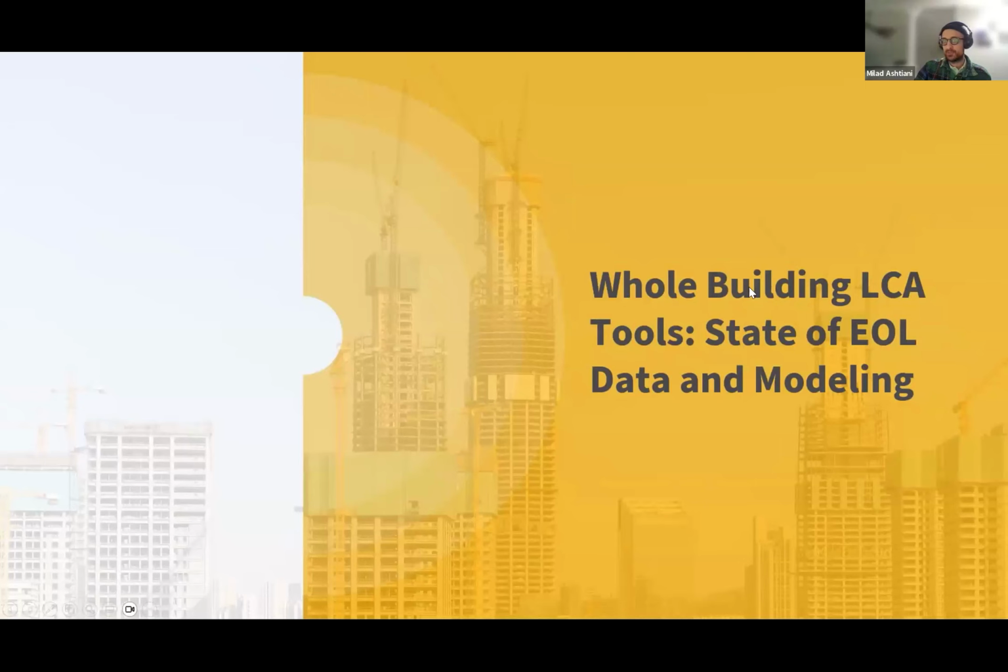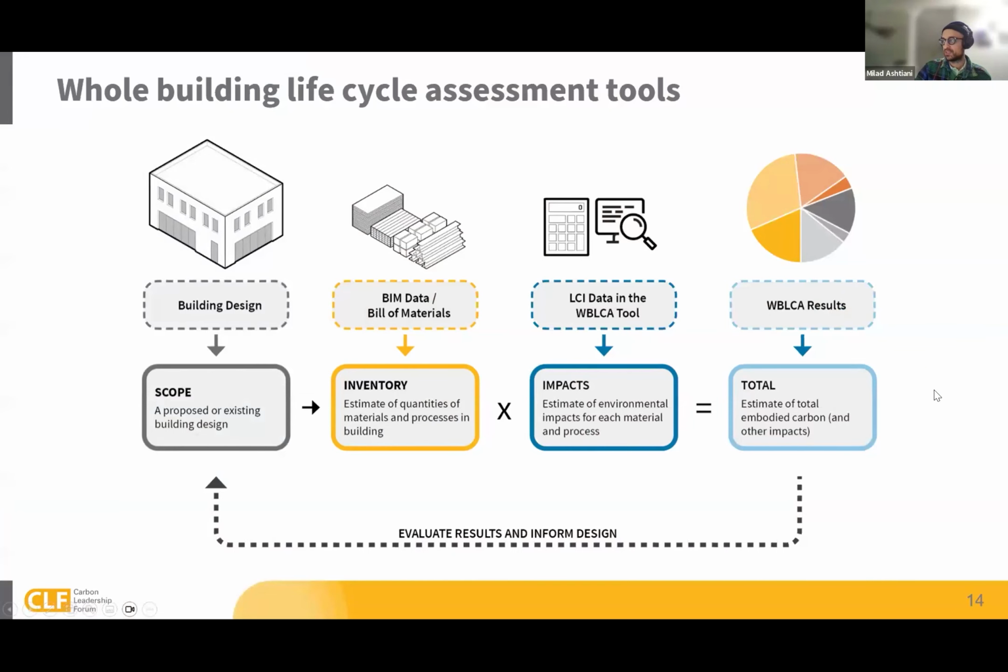So in this part of the presentation, I go over whole building LCA tools and how they do the modeling of end-of-life. This is just basically a refresher of how a whole building LCA, or LCA in general, works. It's a 4-step process, and it's iterative. So you start with scoping it out, and you collect material information, BIM models and bill of materials, and then you integrate that with LCI data, life cycle inventory data. In our case, just end-of-life impacts. And then you produce results, look at results, interpret them, and if there needs to be any modification, you go back to your scope and you basically start this iterative process.